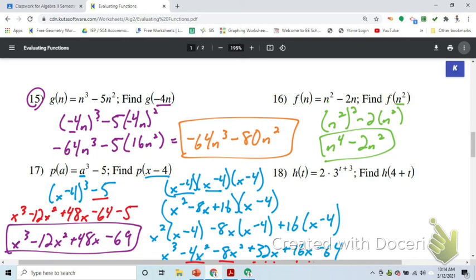Number 18, I'm just going to come over here and work with it real quickly. It shouldn't be that bad. 3 to the, and it's going to be, instead of t plus 3, 4 plus t plus 3. So this will be 2 times 3 to the t plus 7. And that's all you have to do there. It's lowercase t. Thank you.